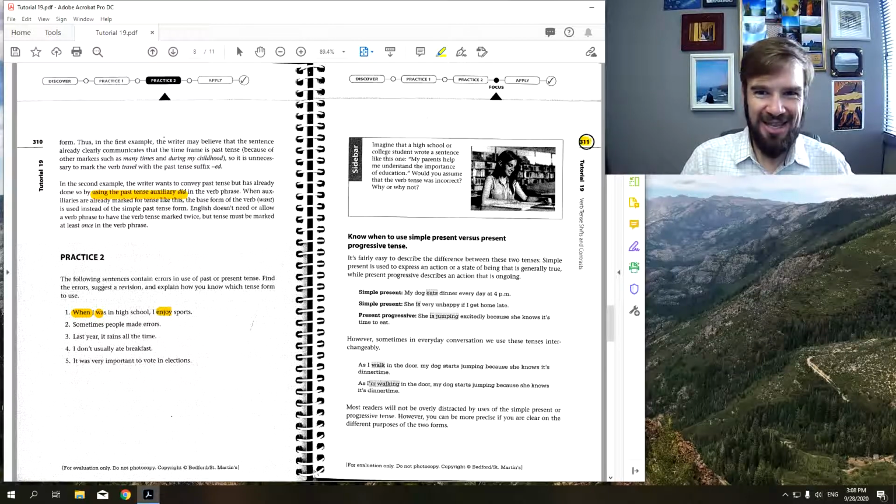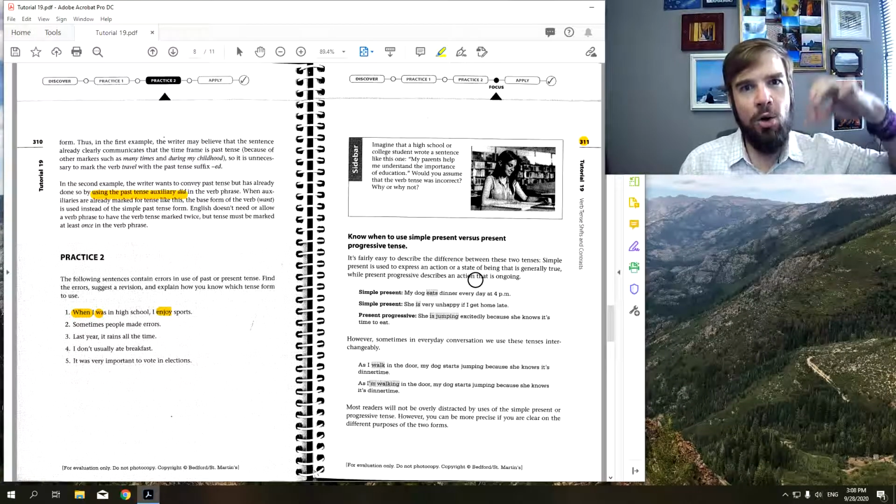Moving on. 311. Now, know when to use the simple present versus the present progressive tense. So it's fairly easy to describe the difference between these two tenses. Simple present is used to express an action or a state of being that's generally or always true, while present progressive describes an action that is ongoing now, happening, occurring, ongoing now.